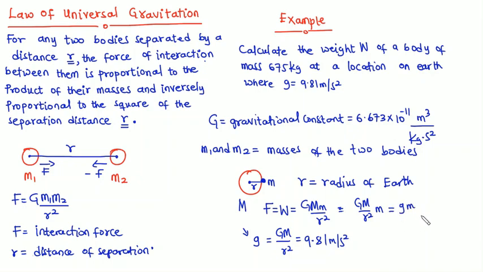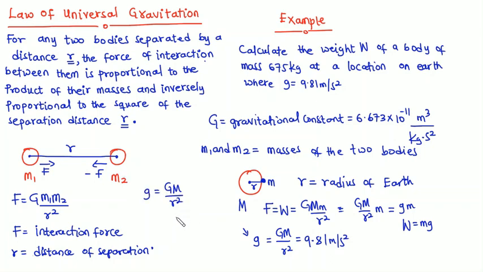So in that case, the force of interaction, which is the weight, is equal to mass times g, which is the acceleration due to gravity. Let's go back to the value g. g is equal to the gravitational constant multiplying the mass of the Earth divided by r squared. One thing you have to know is that this value will change based on the position an object is on the surface of the Earth.